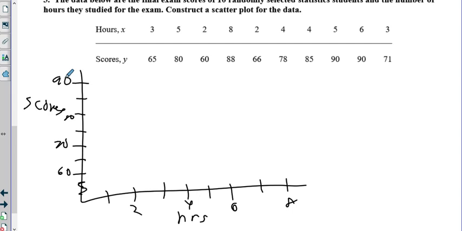So 3, 65, and just estimate. Try to make it as clear as possible with 5, 80. Very hard to do on a smartboard. 6, 60, 8, 88. Somewhere about there. 6.